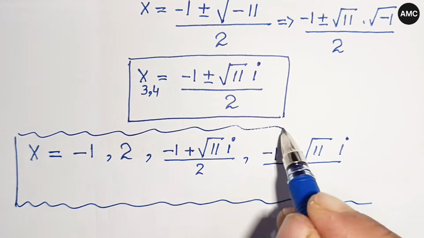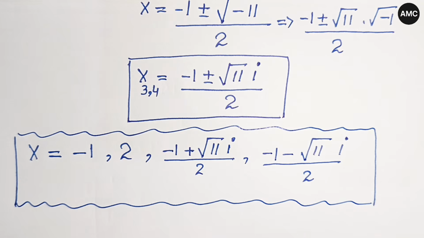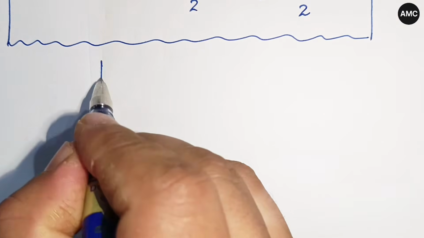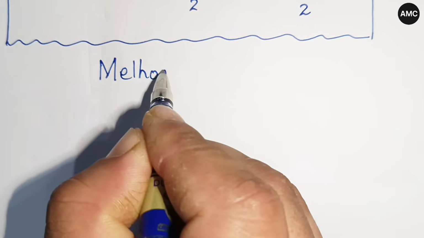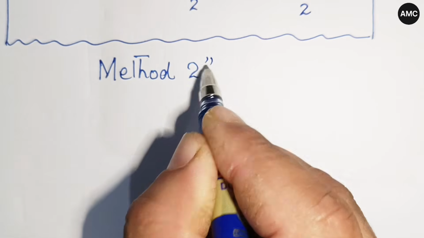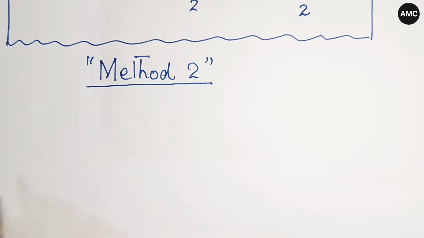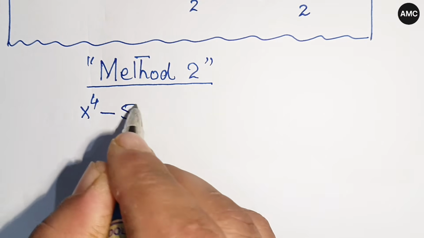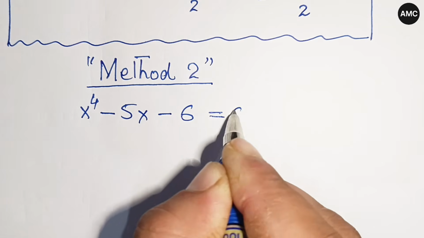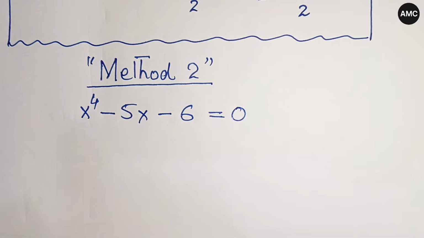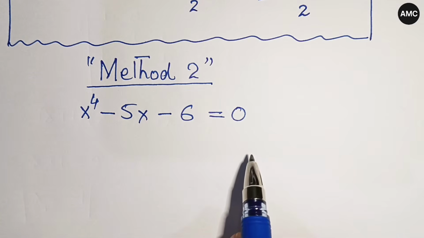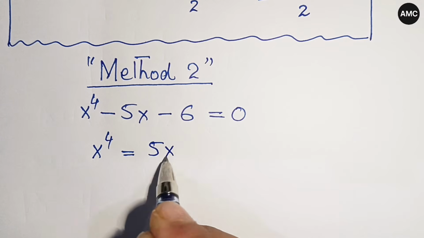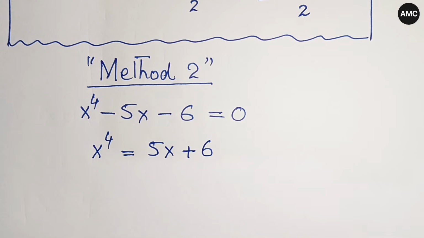Now we are going to solve the same problem by our method number 2. So according to this method, first of all we have to write our problem, that is x to the power 4 minus 5 times x minus 6 is equal to 0. Now if we shift these two terms to our right hand side, then we get x to the power 4 is equal to minus 5x will be plus 5x, and minus 6 will be plus 6.